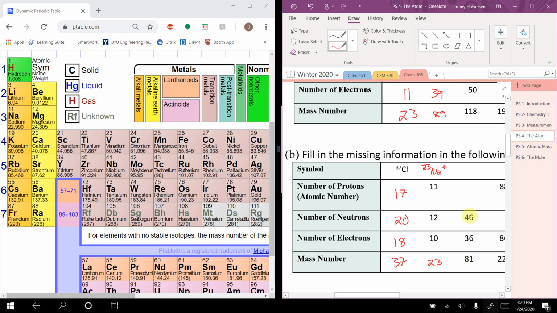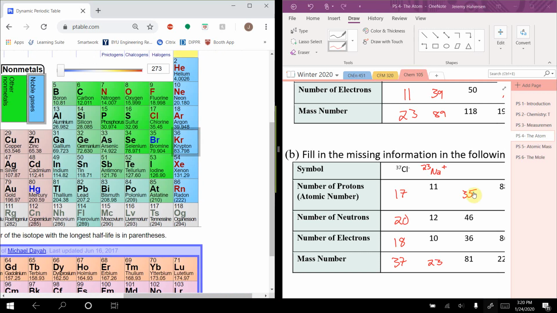Okay, mass number of 81, 46 neutrons, means we have 35 protons. 35 protons is bromine. And if you have 35 protons and 36 electrons, it's actually bromine minus.